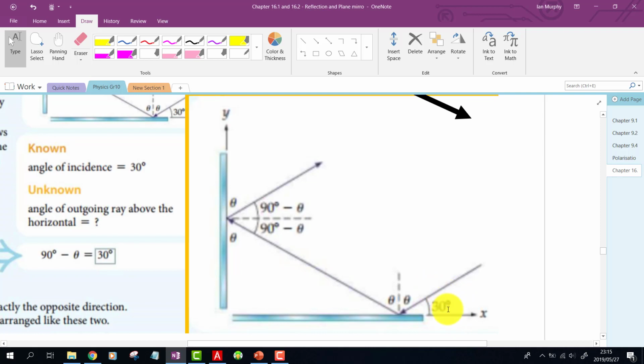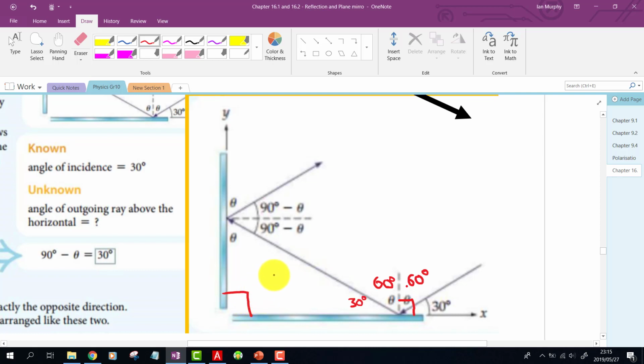If this is 30, that means that this angle will be 90 minus 30. So that'll be 60 degrees. This angle has to be the same as that angle, so this will also be 60 degrees. If this is 60 degrees, this has to be 30 degrees. Or you could have immediately known that that 30 and that one is the same. This angle is 90 degrees because the question said that the two mirrors are at 90 degrees to each other.